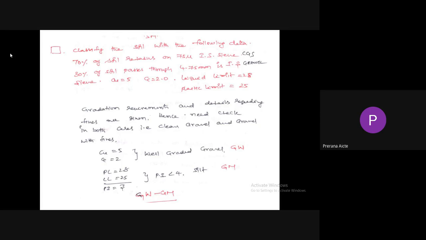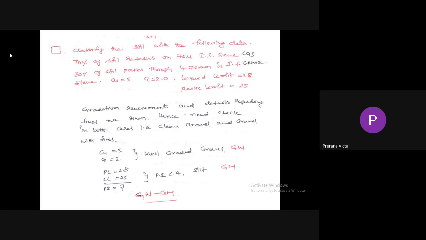So two categories are given. Cu value is given, Cc value also given, liquid limit also given, plastic limit also given. So the condition is fines less than 5%, in between 5% and 12%, or greater than 12%. If fines are less than 5%, then it is called as clean. If fines are greater than 12%, it is called as gravel with fines. Here the condition is in between 5 to 12%, so we need to check both.